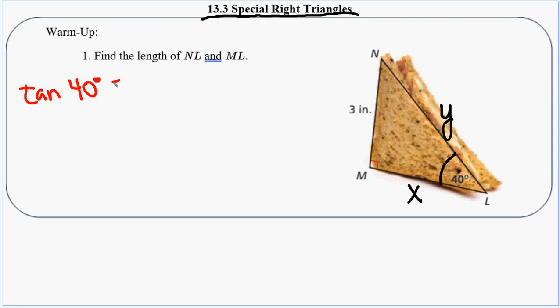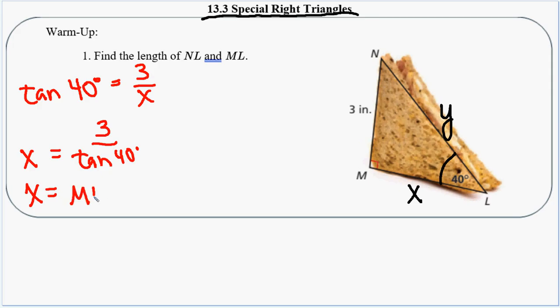The tan of 40 degrees equals opposite 3 over adjacent x. We'll multiply both sides by x and then divide by the tan of 40. So x is 3 divided by the tan of 40 degrees. And that means x, which is also side ML, is approximately 3.6 inches.